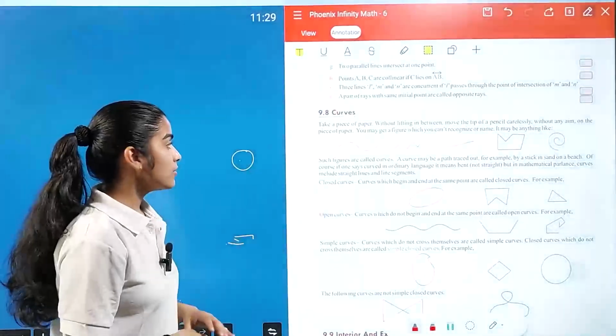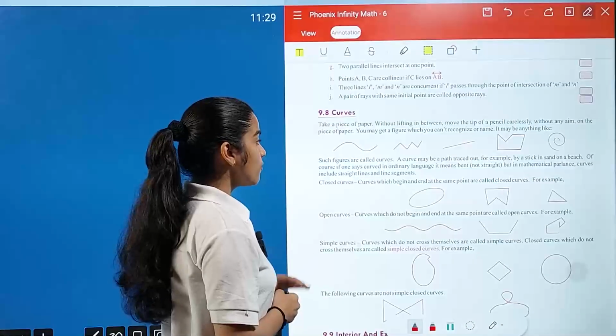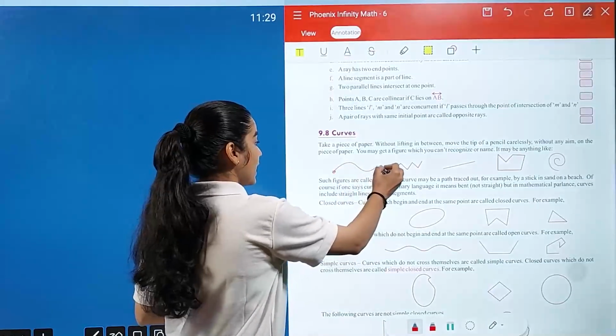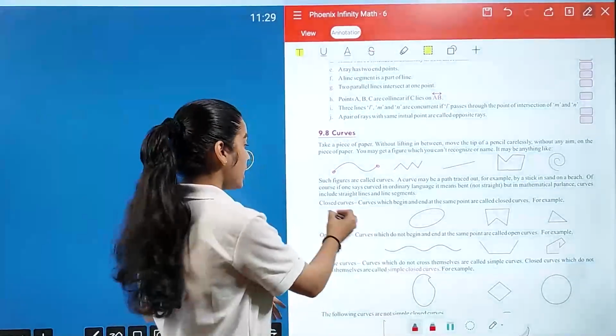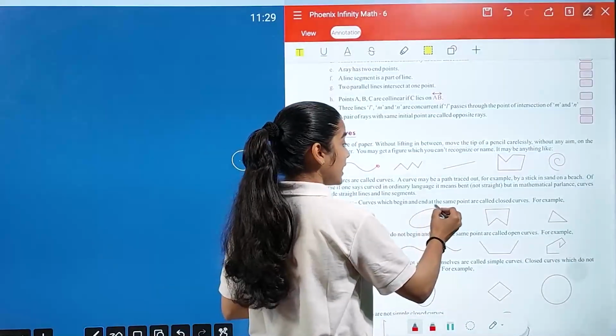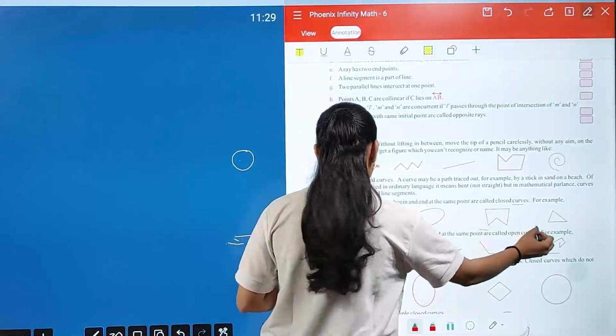After this we have curves. So take a piece of paper and without lifting in between, move the tip of the pencil. So when we say curves, the starting point and the ending point differ. We have 2 points, starting point and ending point. In a closed figure we start from a single point. Curves which begin and end at the same point are called closed figures. So these are the examples of closed figures.